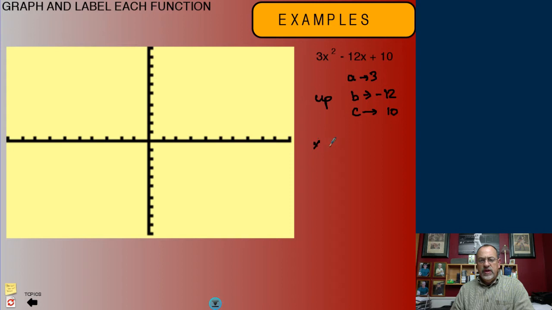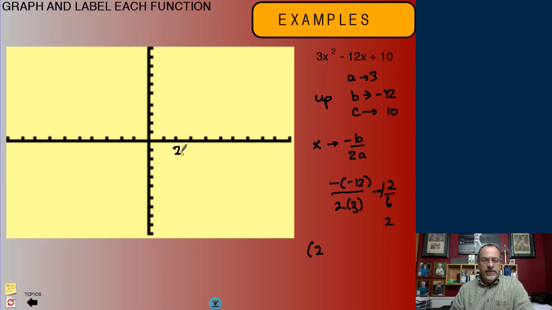I then know that I can get the x value of the coordinate and the axis of symmetry by doing the opposite of the B number over 2 times A. So the opposite of B here, which is negative 12, over 2 times A. Okay, and then we simplify that. That's a 3 there. So this is 12 over 6, which is going to be 2. So the x value of my vertex is 2. Okay, and that's also my axis of symmetry.